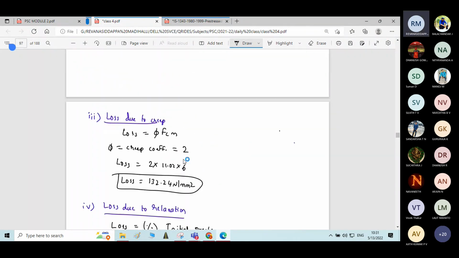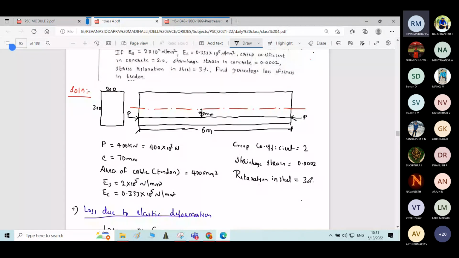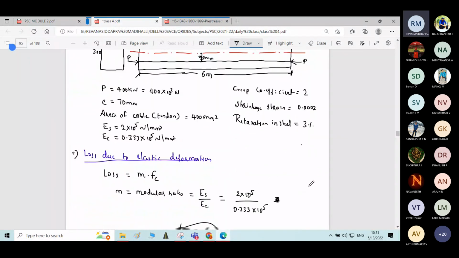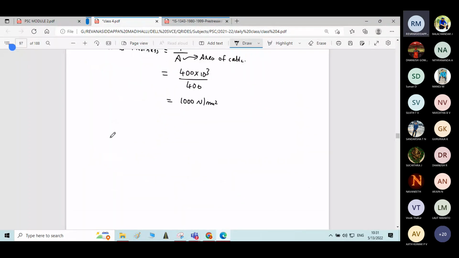And it is clearly said that loss due to relaxation of steel is 3%. Relaxation of steel is equal to 3%. It is given in the problem. Therefore, stress relaxation in steel is equal to 3% of initial pre-stress.